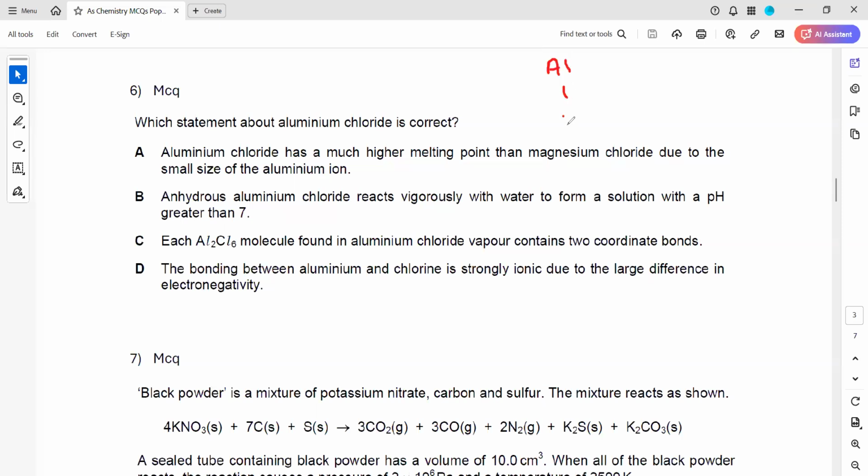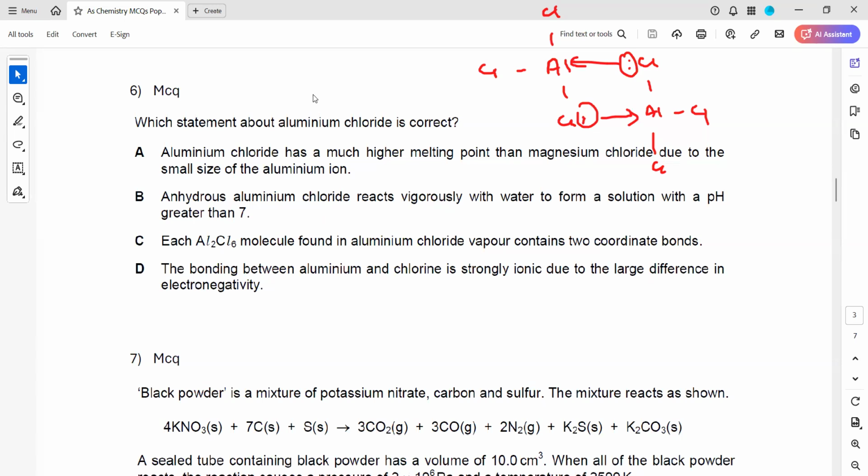Remember, in aluminium chloride, aluminium has 3 covalent bonds with chlorine, and it is also forming a dative bond with the chlorine of another molecule, because chlorine has a lone pair. So there's a dative bond or coordinate covalent bond also. In question 6, when we check the statements, the question is which statement about aluminium chloride is correct?